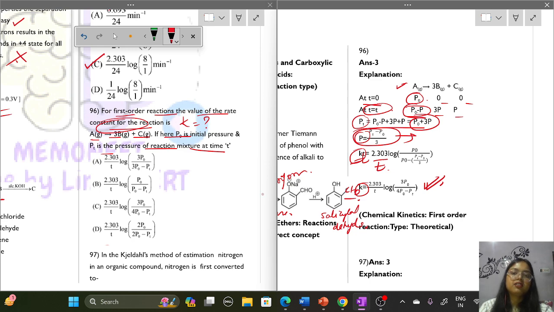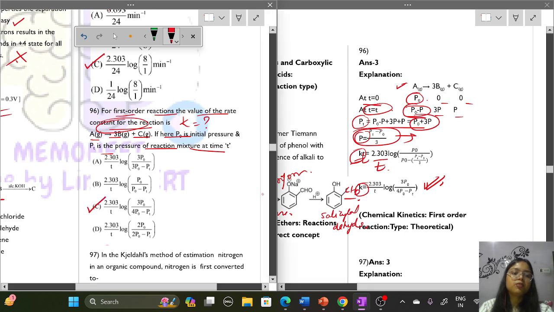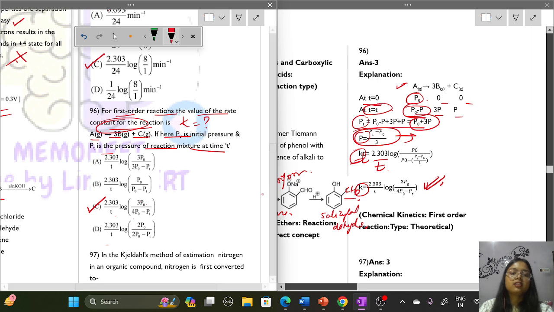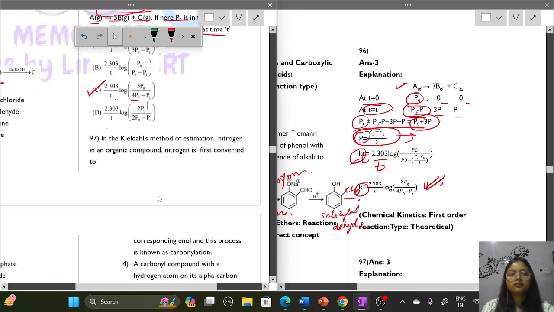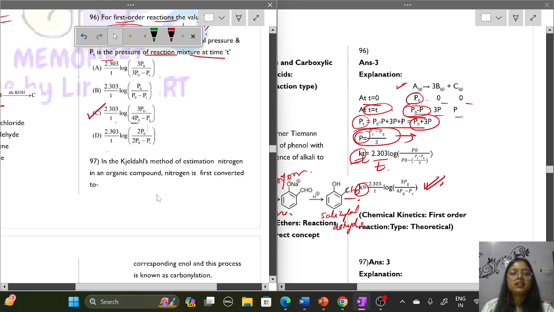We can find out the value of this as 2.303 by t log of 3P naught by (4P naught minus Pt). Option number C is the correct option.